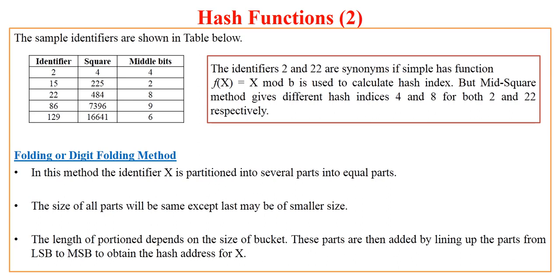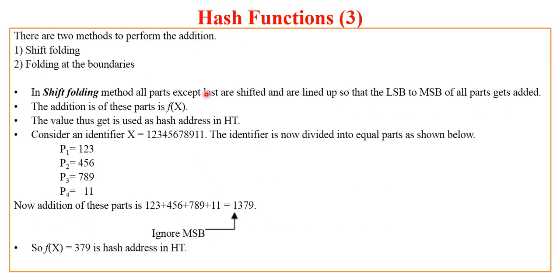Now we'll be lining up all these parts from LSB to MSB properly. Now let us see that in the next slide. So here there are two methods to perform this addition of different parts of identifier X. One is shift folding and the other one is folding at boundaries. Let us see the shift folding method.